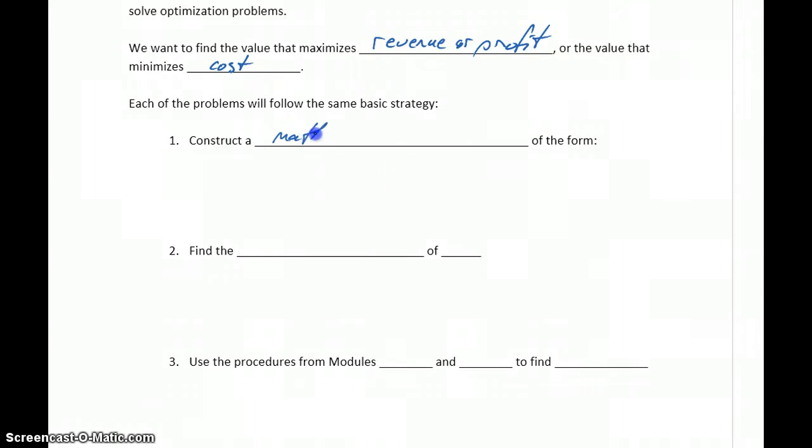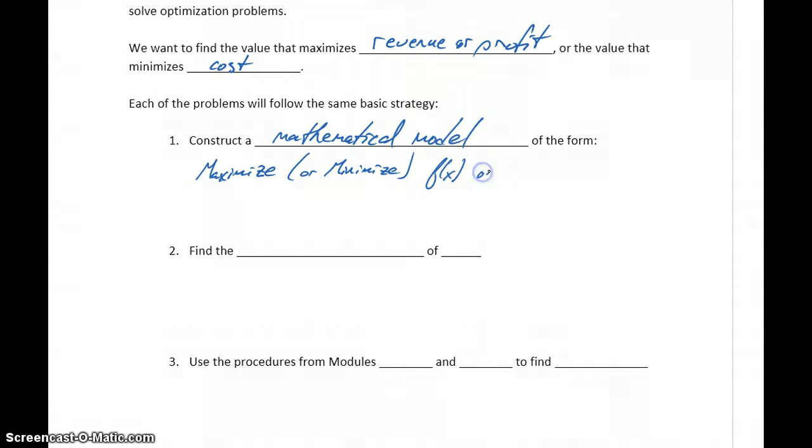So the very first thing to do is to take the information that we're given and construct a mathematical model that's going to say either maximize, or similarly we could have a problem that would say minimize some function f of x on the interval I. Whatever that interval happens to be, there will be some boundaries or restrictions placed on our problem that will be given to us in the problem or that we can derive from the problem that we're given.